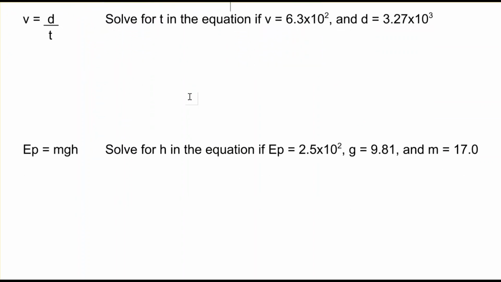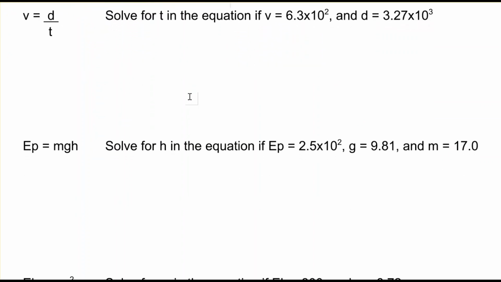Solve for t in the equation if v equals 6.3 times 10 to the 2 and d equals 3.27 times 10 to the 3. This is going to be a little bit ugly.